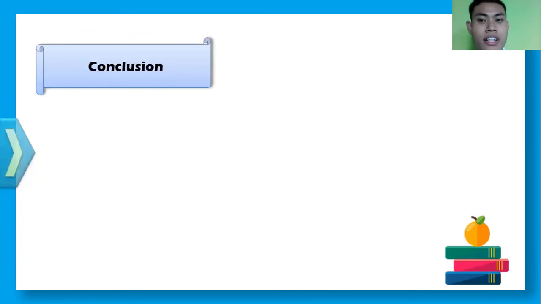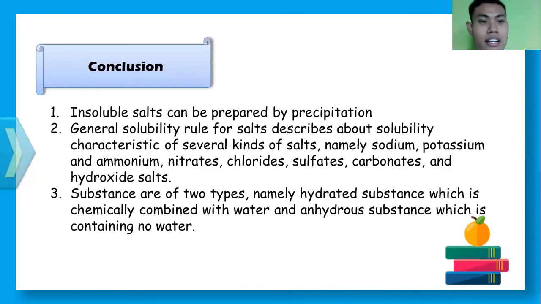Thank you, Windu. Okay. Well, the conclusion of our lesson today is, first, insoluble salts can be prepared by precipitation. And the second is, the general solubility rule for salts describes the solubility characteristics of several kinds of salts, namely sodium, potassium, and ammonium, nitrates, chlorides, sulfates, carbonates, and hydroxide salts. And the third, substances are of two types, namely hydrous substance, which is chemically combined with water, and anhydrous substance, which contains no water.